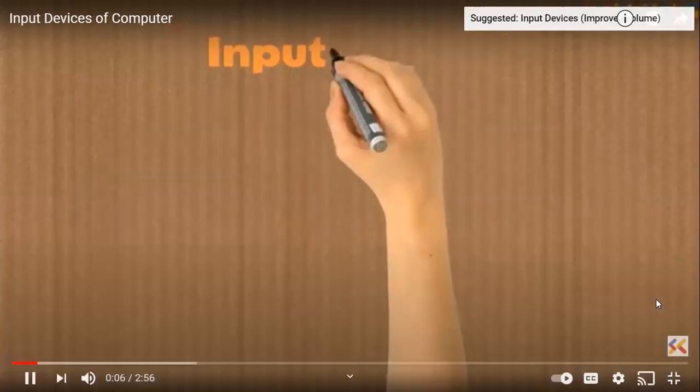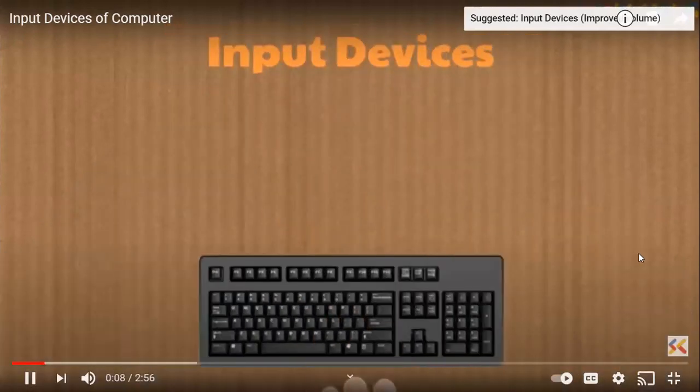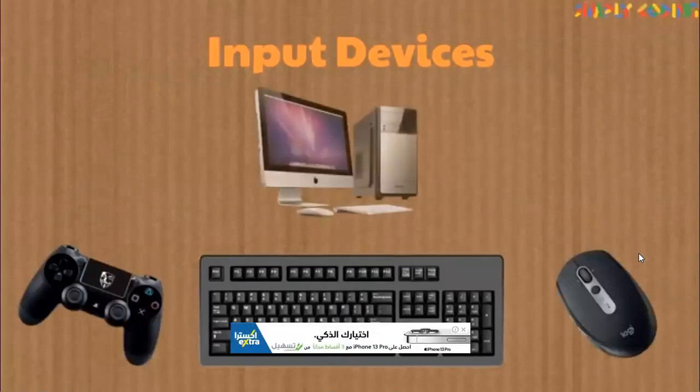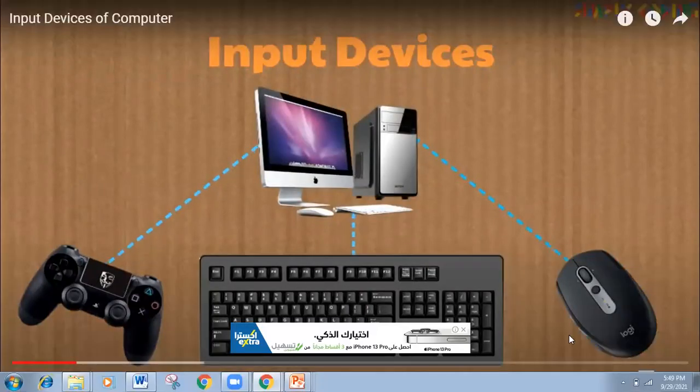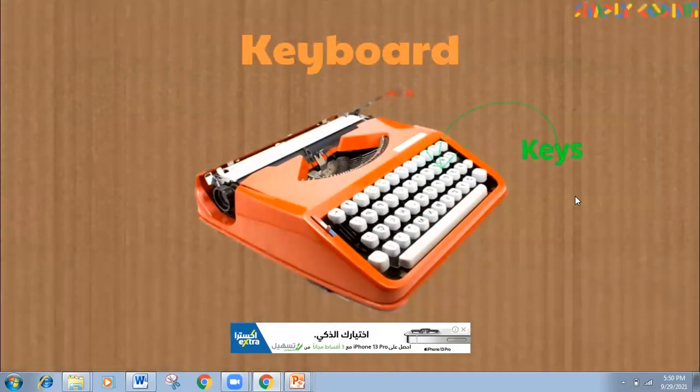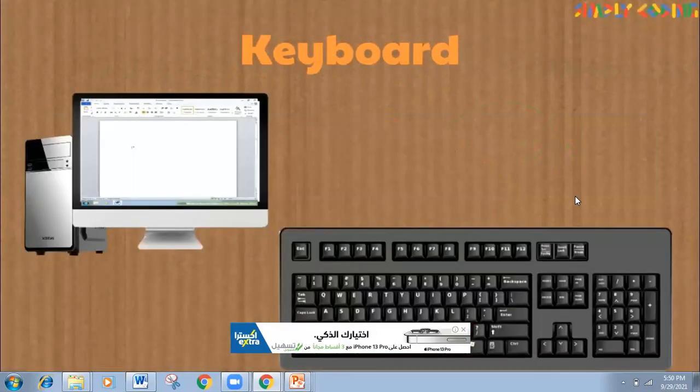To learn more about input devices. In a computer, an input device is typically a hardware equipment used to send data and instructions to the computer. Let's look at some common input devices. Keyboard is a typewriter-like device which has keys to send input to computer. It is used to type in letters, numbers, and commands to the computer.